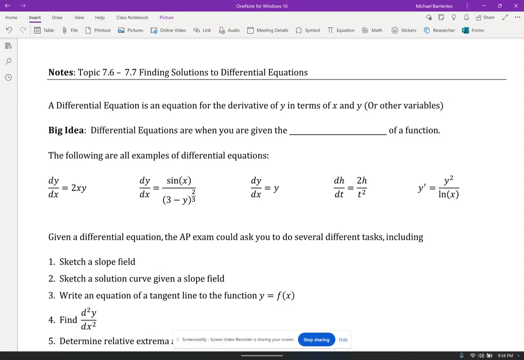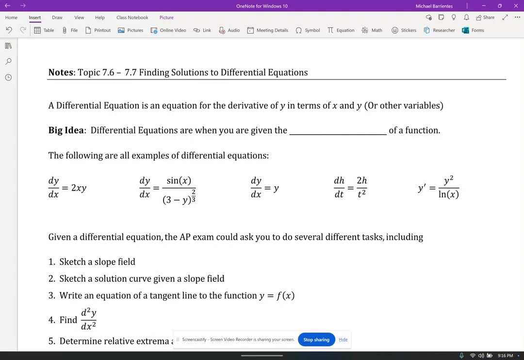In the previous set of videos, we talked about solving differential equations by using slope fields to estimate what the solution curve would look like. So it was a graphical way of solving a differential equation. In this set of videos, we're going to talk about how to solve differential equations by actually finding the original function that produced the differential equation that we're starting with. So we're going backwards, if you will.